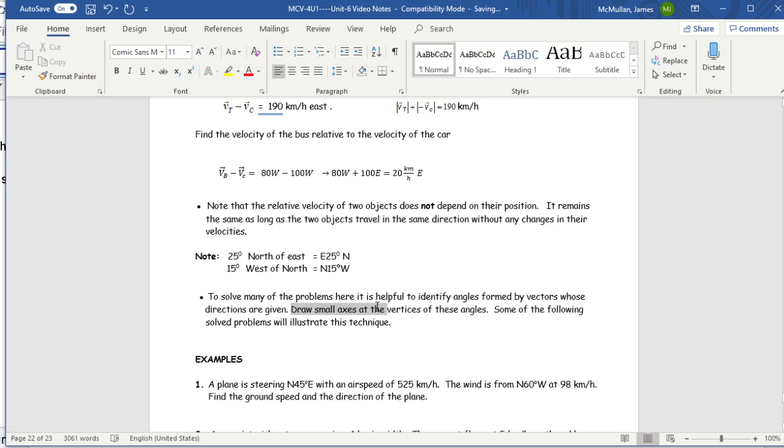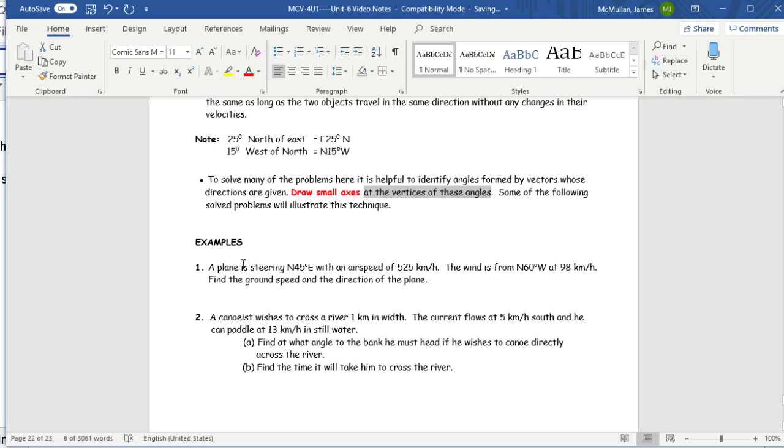Again, like I said yesterday, draw little axes around every corner of your angle, and it'll help you sort of break it down into easier steps. Okay. Let's try this first one. So it says a plane is steering north 45 east with an airspeed of 525. The wind is from north 60 west at 98 kilometers an hour.